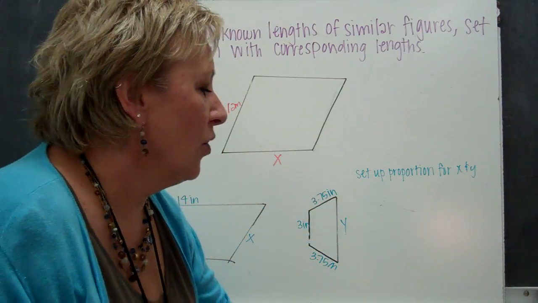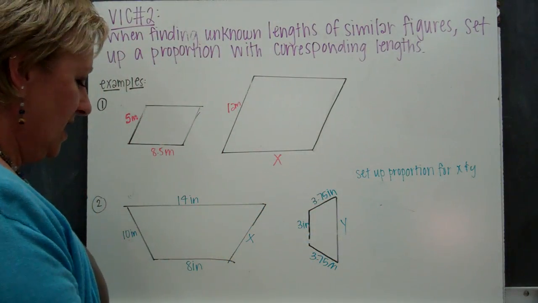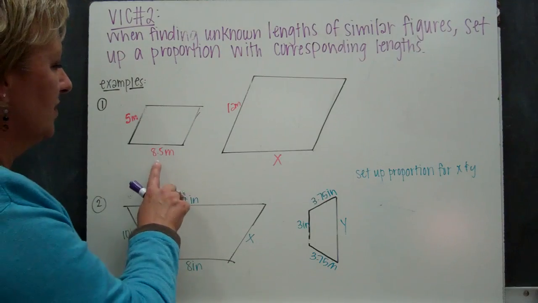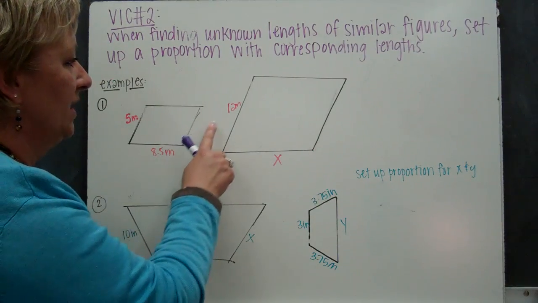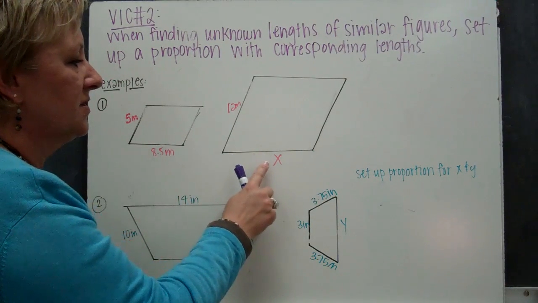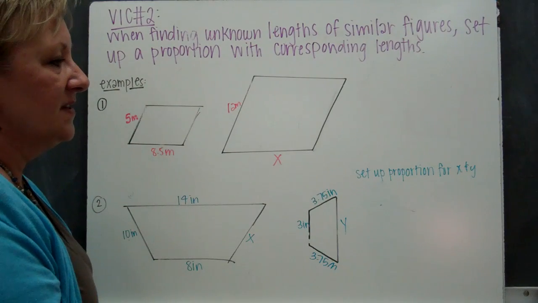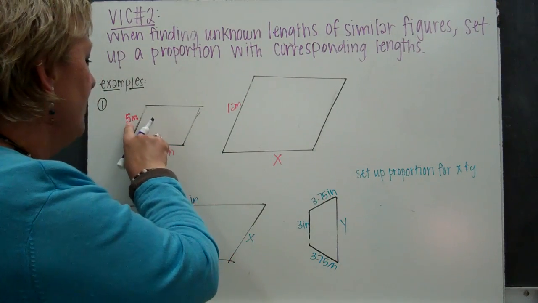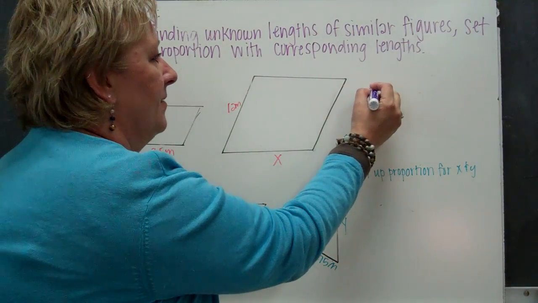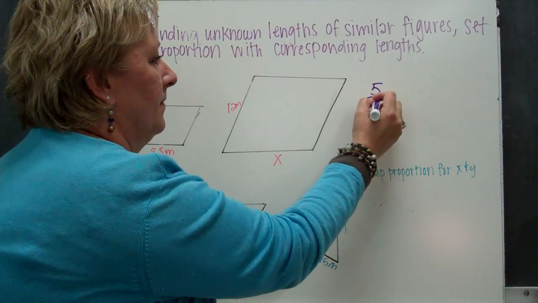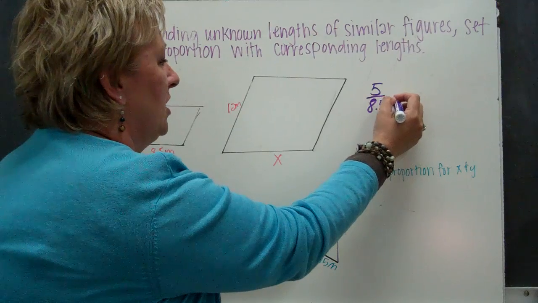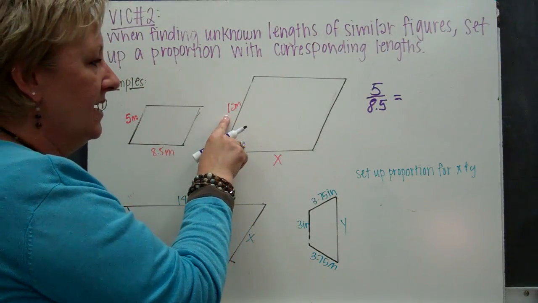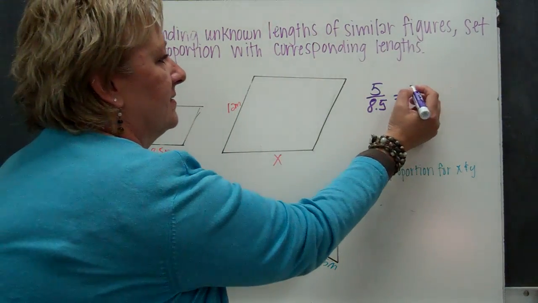Let's take an example of this figure here. If I know that 5 meters is to 8.5 meters will equal the same thing as 12 meters to x meters, let's see if these are going to be similar. So what I'm going to do is set up 5 meters to 8.5 should equal, same side, 12 meters to x.